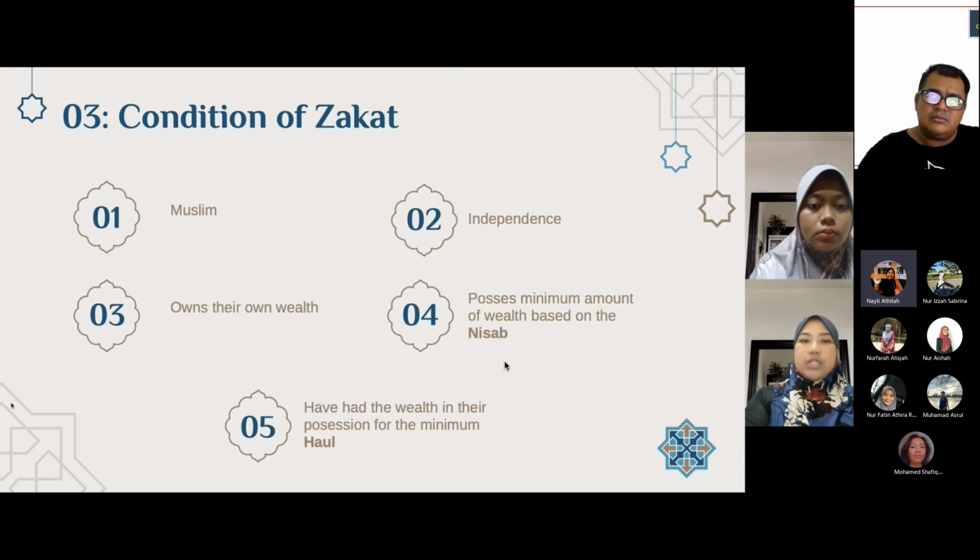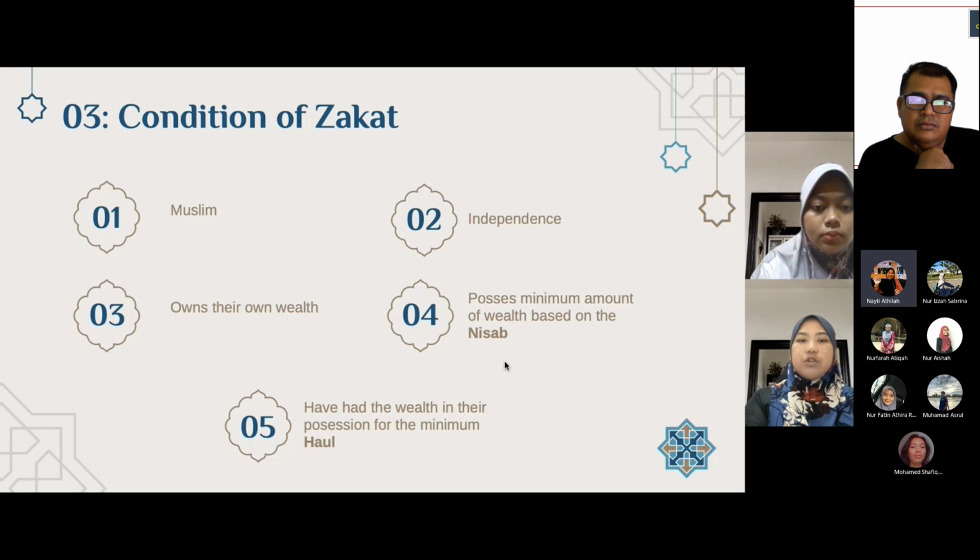Next subtopic is the condition of zakat. First and foremost, the person has to be Muslim because zakat is an act of worship to draw closer to Allah Subhanahu wa Taala and to show obedience as a servant. Next is independence, which means yang seseorang tu bebas pada cengkaman penghambaan. The issue of slave does not arise nowadays, tapi syarat mereka masih dikekalkan oleh para ulama as one of the condition of zakat. And the person has to own their own wealth.